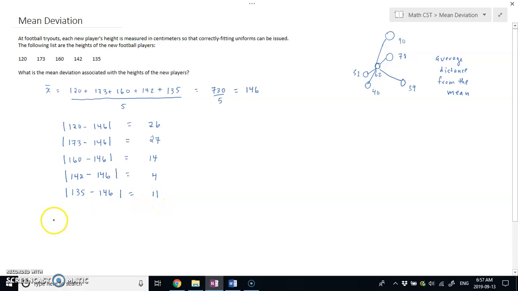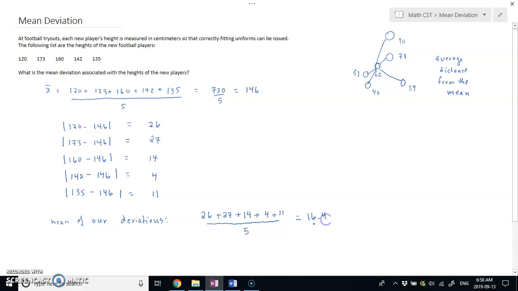So now we're going to take the mean of those values. Let's take the mean of our deviations. So we can add up all those numbers and divide by 5. So I'm going to do it here: 26 plus 27 plus 14 plus 4 plus 11 divided by 5. My mean deviation is exactly 16.4.